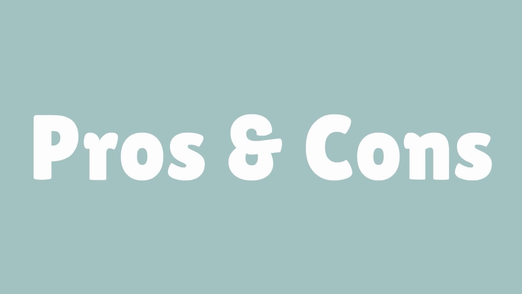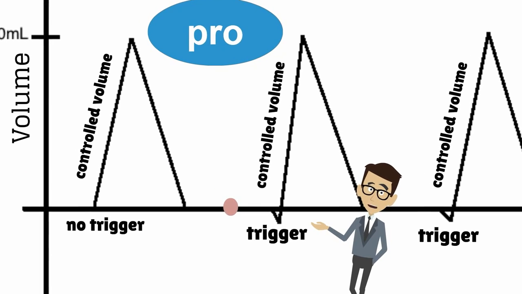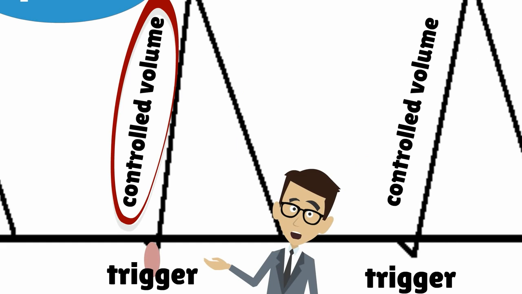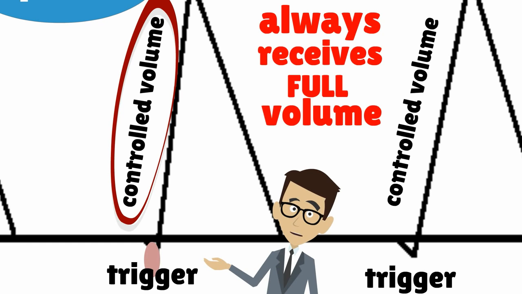What are some pros and cons to this? On one hand, if a patient is weak, but they need a regular amount of volume, the patient only needs to reach the trigger and the machine will take over and give a controlled full volume breath. This mode is good because it ensures the patient always receives a full volume.